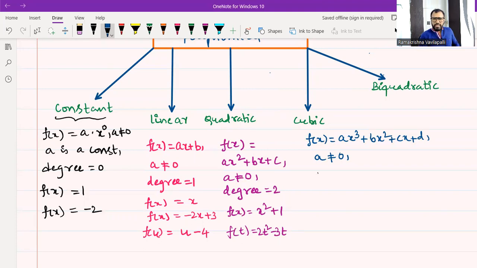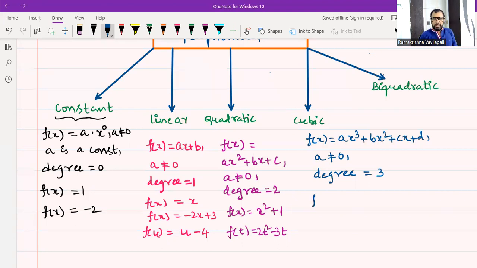So here what is the degree of this polynomial? Degree of this polynomial equal to 3. So a polynomial of degree 3 is known as a cubic polynomial.